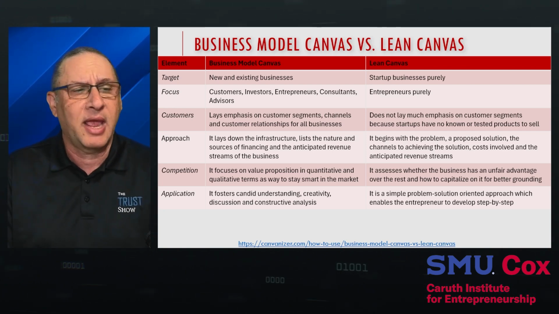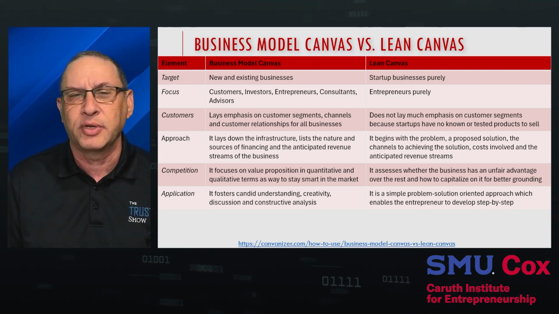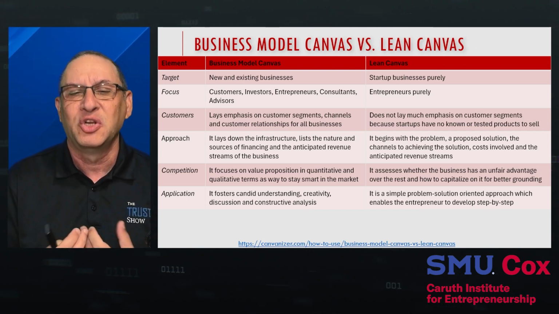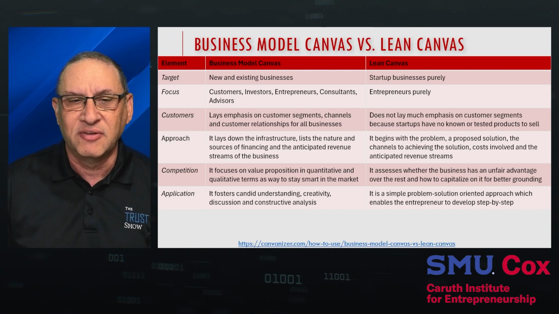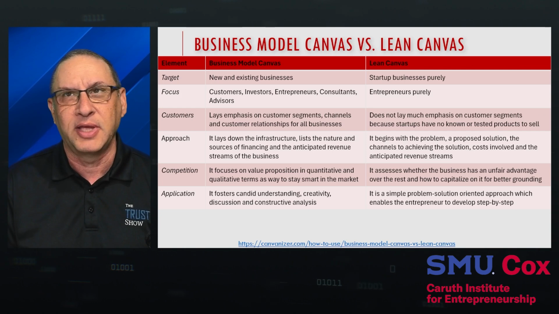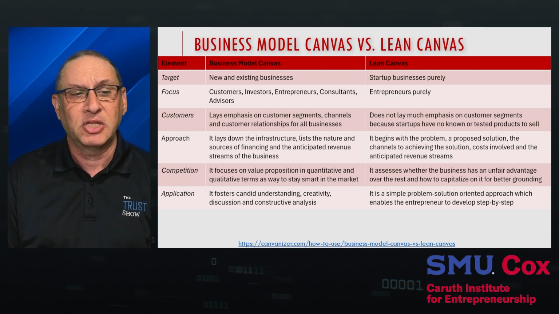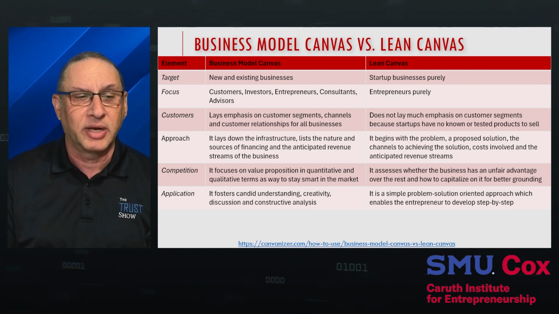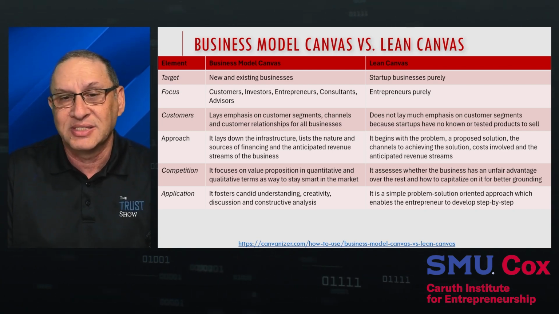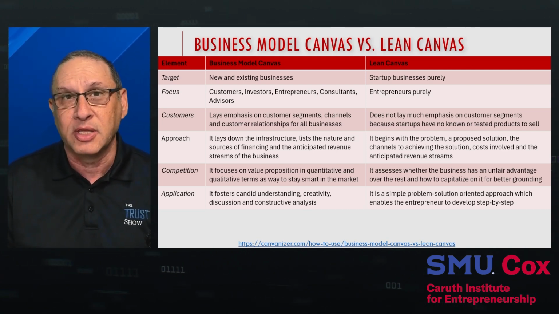The approach of the business model canvas is that it lays down the infrastructure, lists the nature, source of financing, revenue streams in the business, whereas Lean Canvas starts with the problem, proposed solution, channels to deliver it, cost involved, anticipated revenue streams. So again, more focused on the early stage of the idea and the business. In a business model canvas, the competition focuses on the value proposition in quantitative and qualitative terms, whereas in Lean Canvas, the focus is on whether the business has an unfair advantage and would be able to prevent a competitor from doing the same thing that you are.